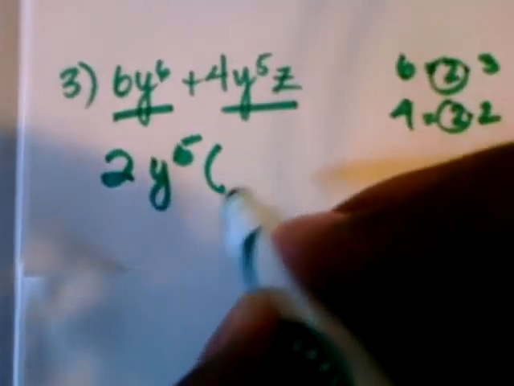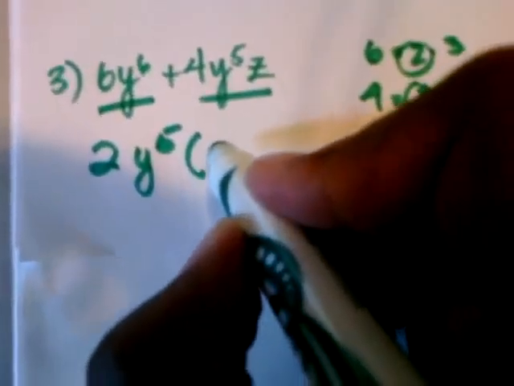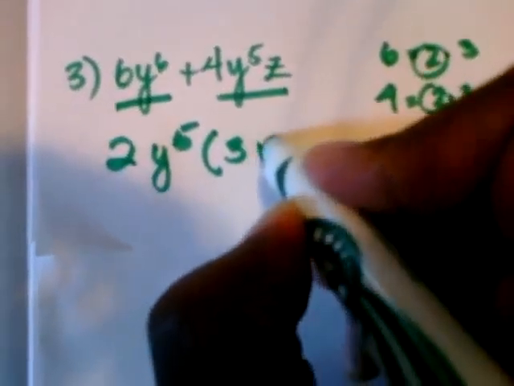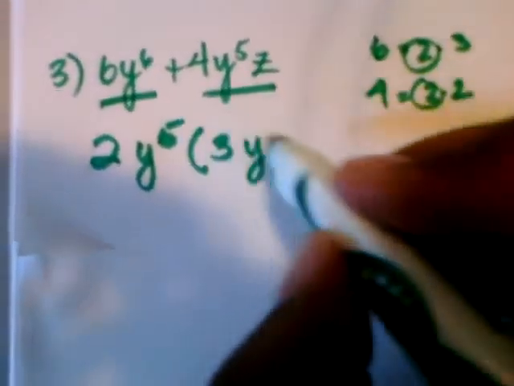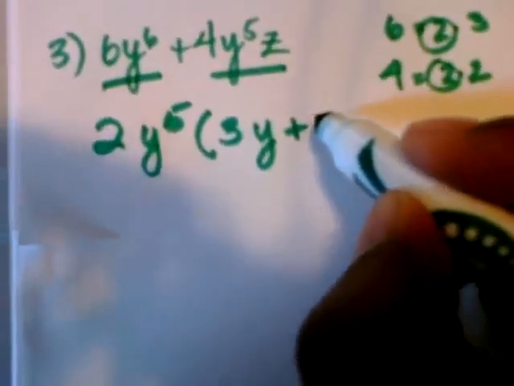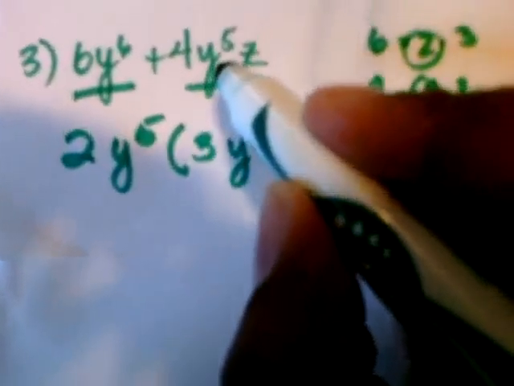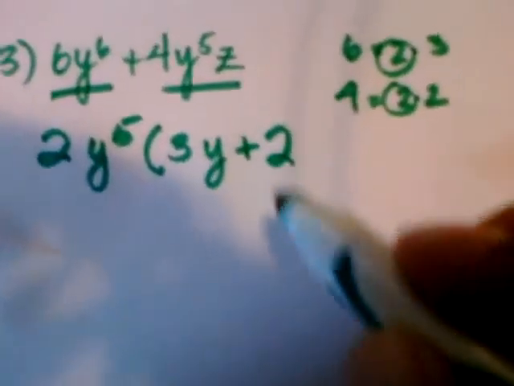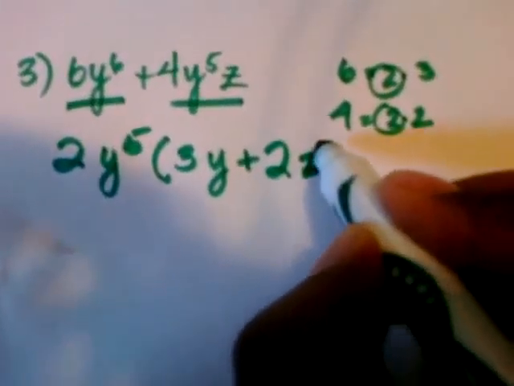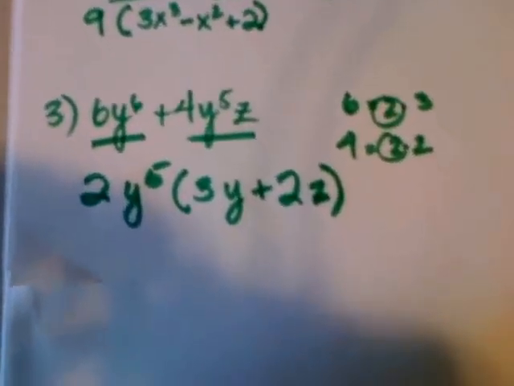If I take 2 out of 6, I get 3. If I take 5 y's out of 6 y's, I just have y. Bring down your plus sign. If I take 2 out of 4, I have 2. If I take 5 y's out of 5 y's, I have 1, so I don't write anything. But I also have that z there still. And there it is in its factored form.